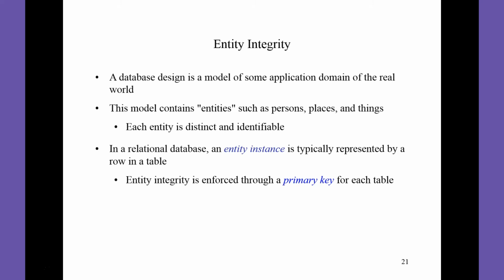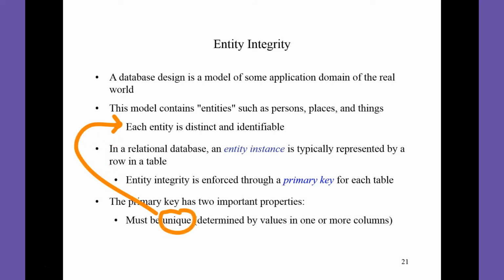In a relational database, an entity instance is typically represented by a row in a table. We've made this point a number of times already. Entity integrity is enforced through the primary key designated for that table. The primary key has two very important properties that we wish to bring to your attention here. It must be unique, and this is determined by the values within the column or collection of columns that define the primary key. Thus, this is how we can guarantee row-level uniqueness and be able to tell two individuals apart.